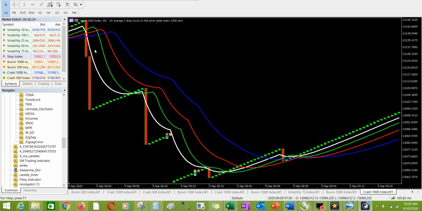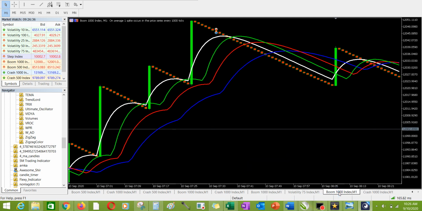So for Boom 1000 and Boom 500, you check it out. Once the white line is crossing the green line from above, let me see if I can take it there. Okay, this is it. From above downward, that is when you come in and pick up your candles. So you can easily use this strategy to plan your trading activities daily.